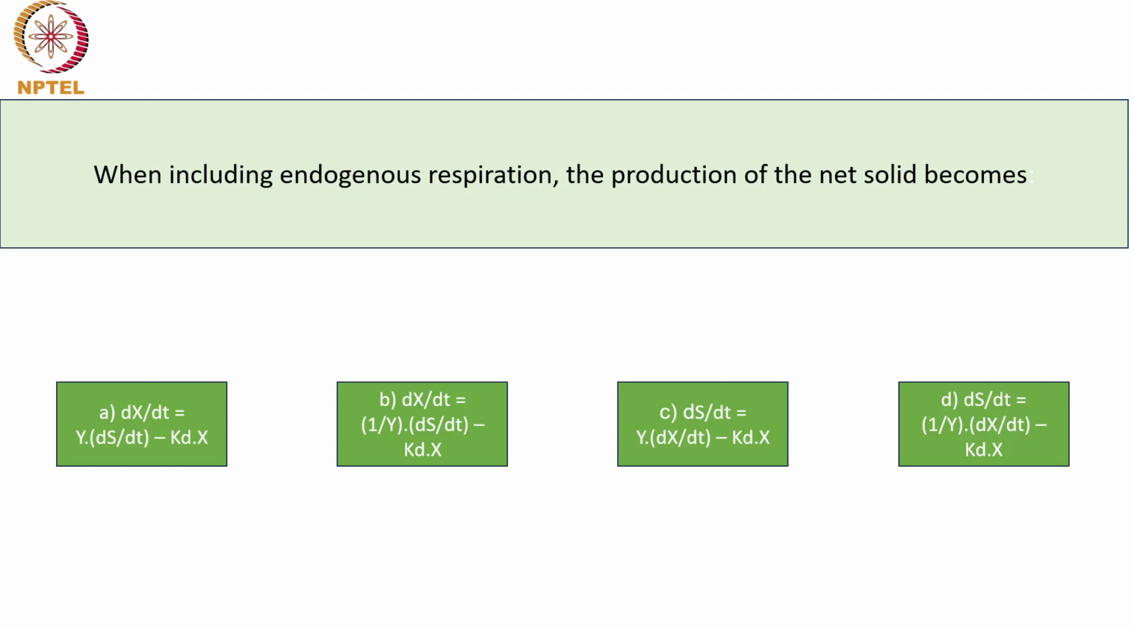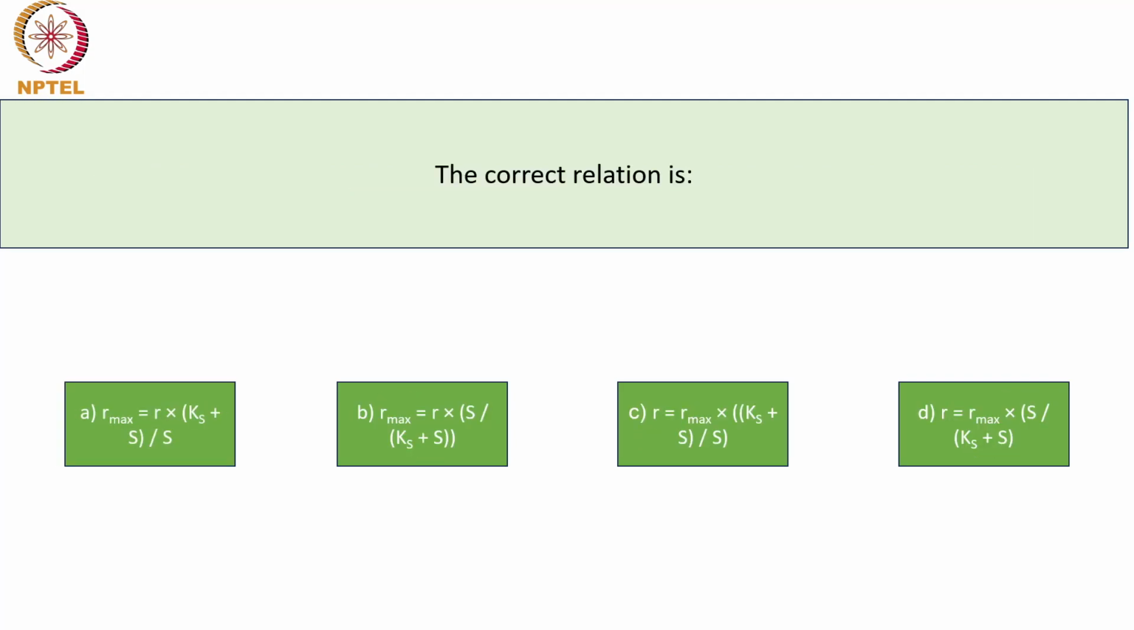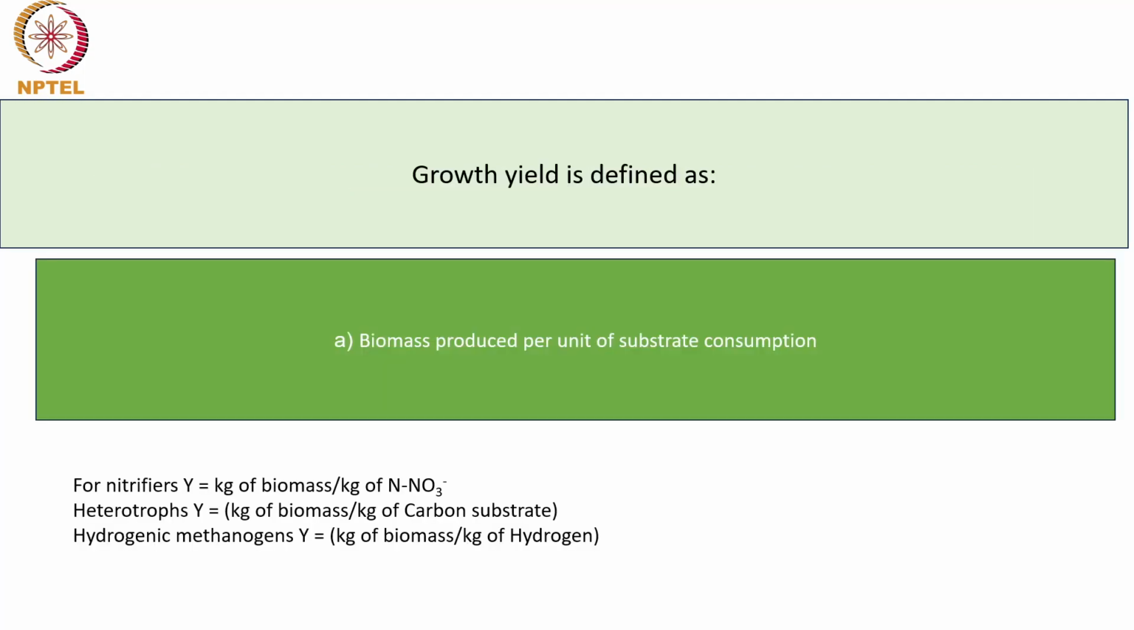Do you know what is Y here? Y is yield, ma'am, right? Please explain. Y is yield. Okay, Y is yield. That is what I was explaining in the previous question. Y is biomass produced per unit of substrate consumed.